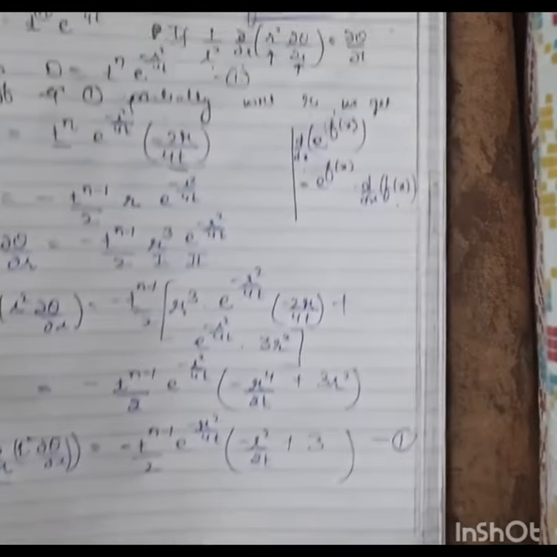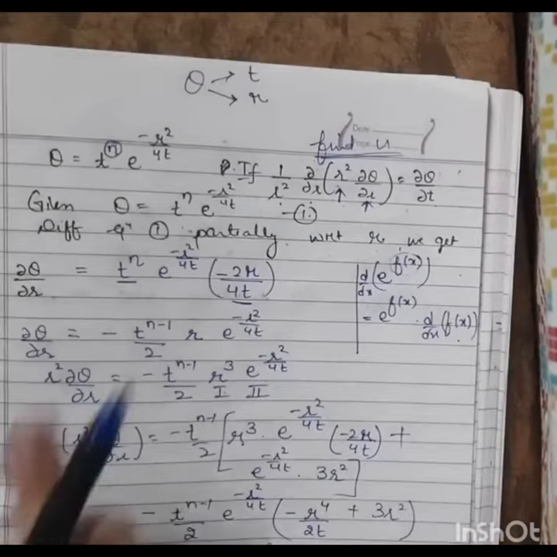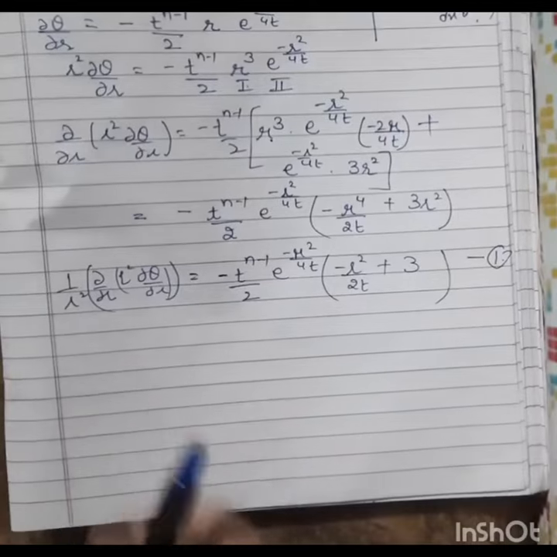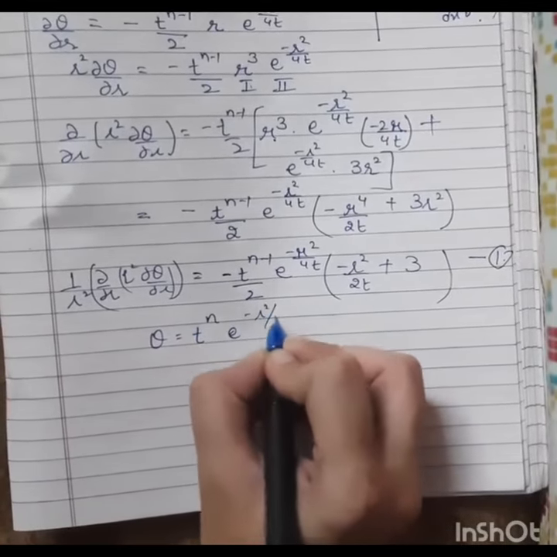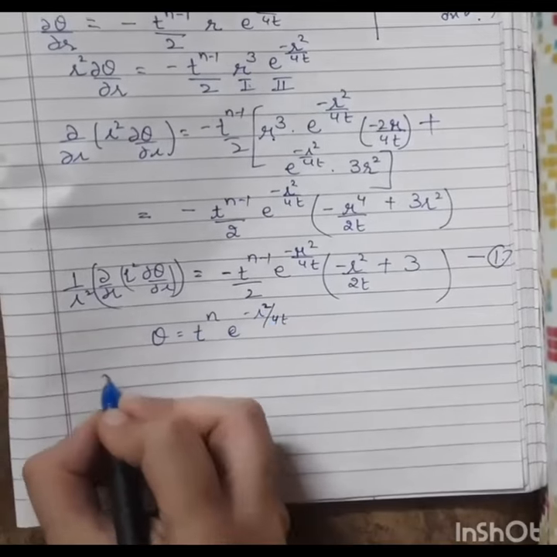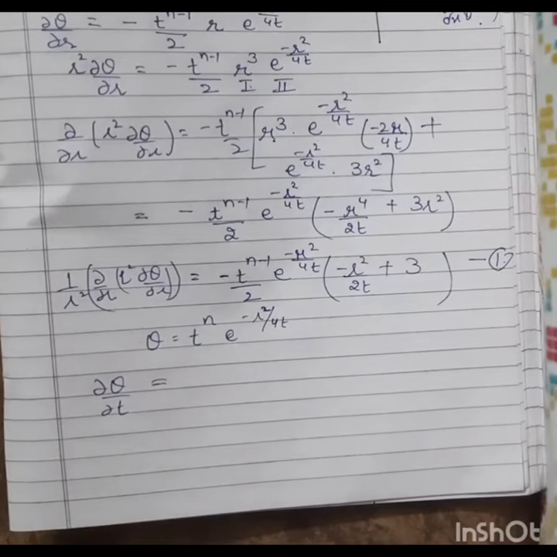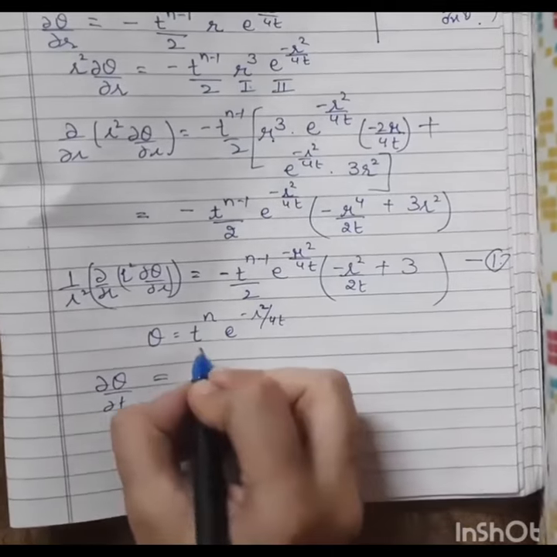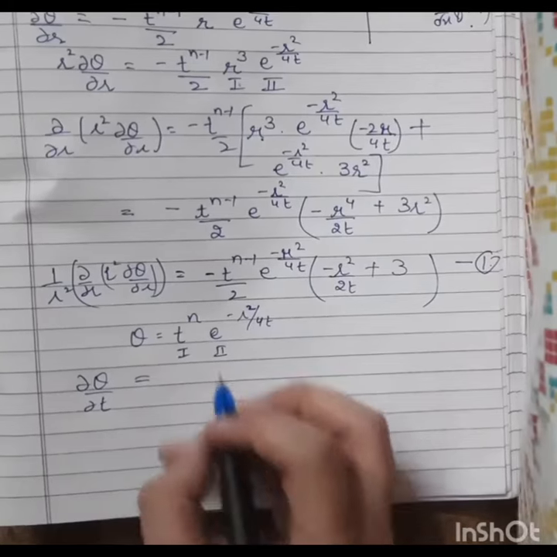Now what's the right hand side? Right hand side is curl theta by curl t, that is the derivative of this function now with respect to t. I'm just rewriting the value of theta again. It's not required, I'm just showing this to you. Curl theta by curl t. Now see again, here we have two terms of t now, first and second. So we need to use the product rule.